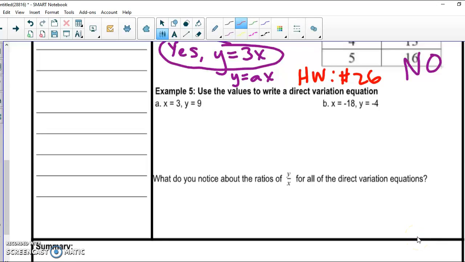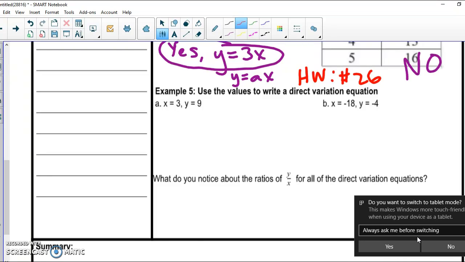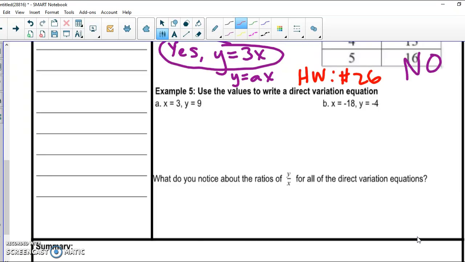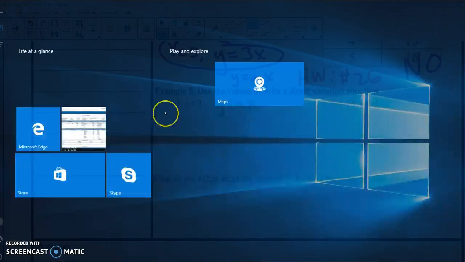Okay, so to wrap up this last little bit of direct variation, we'll look at example 5, where we're going to use the values to write a direct variation equation. So here's how this works. What we know is that our direct variation equation form is y equals ax. But right now, I only know an x value and a y value. So this is like an ordered pair.